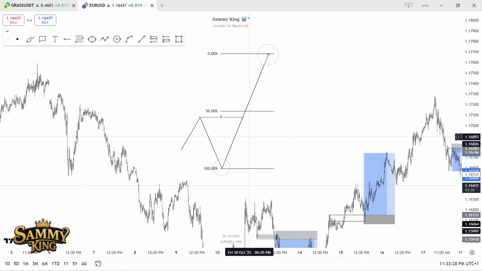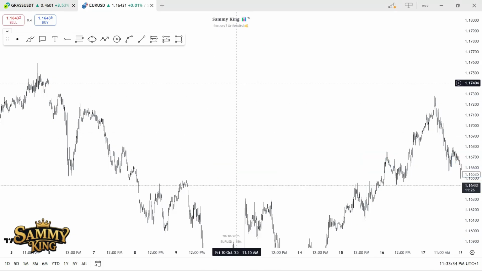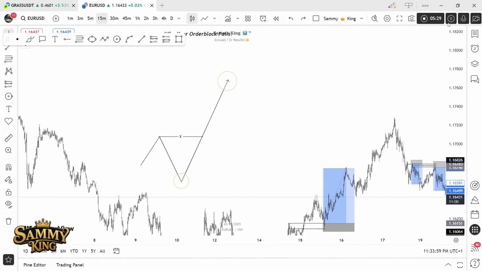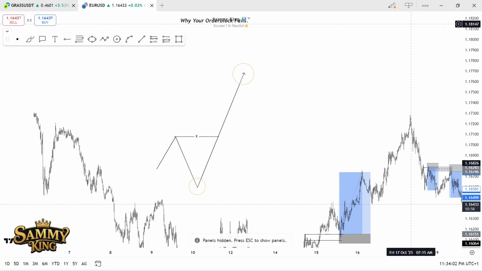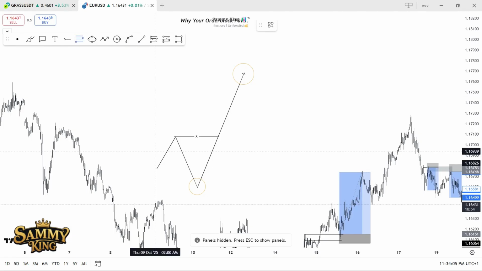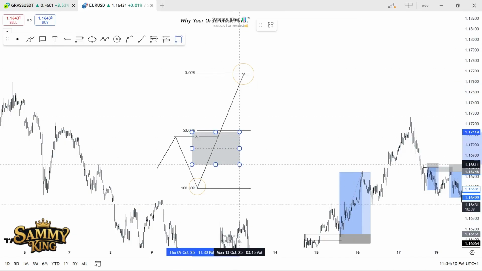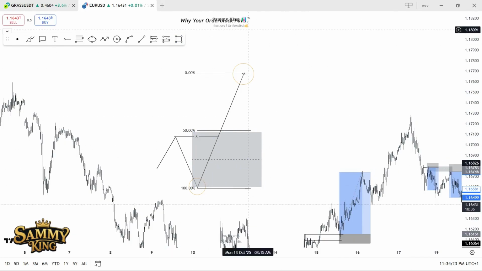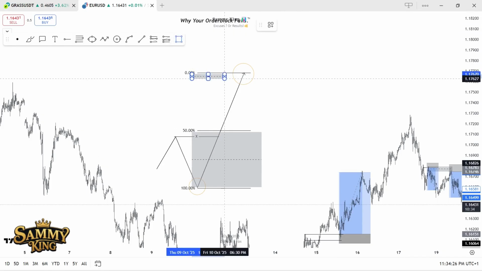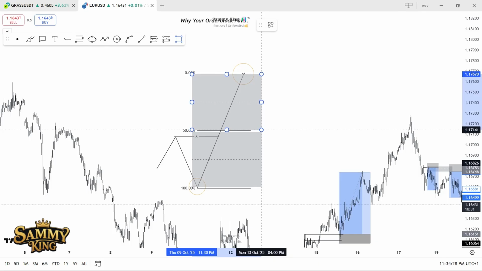Now, this zone below here is the discount zone. This zone above here is the premium zone. You mark this out. This zone from this 50% to this 0% is your premium zone. From this 100% to this 50% is your discount zone. Basically, what this means is that you want to look for buy opportunities here, and you want to look for sell opportunities here.